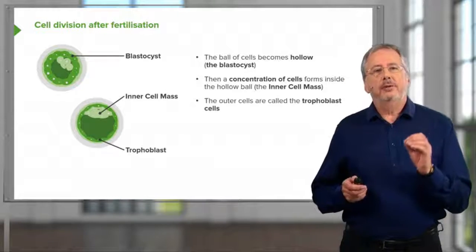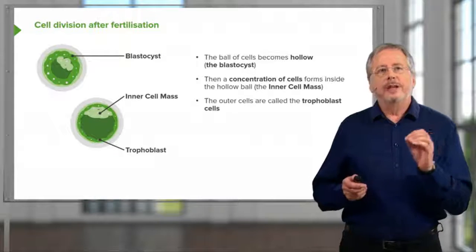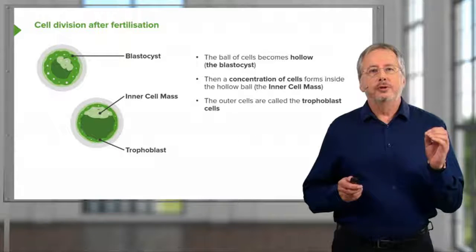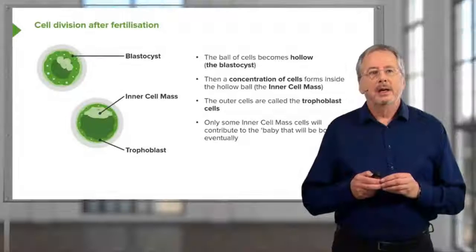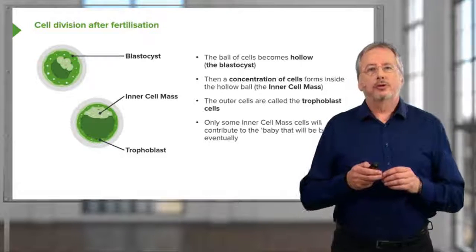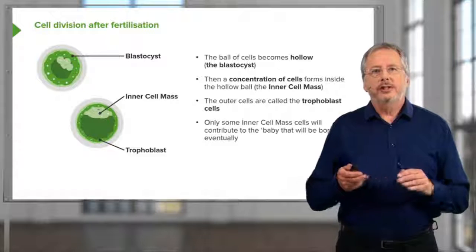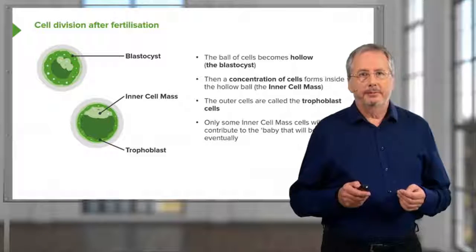Now, the interesting thing about the inner cell mass is that it is the inner cell mass that will give rise to the baby that's born. Only a few of those cells are actually going to give rise to the baby, and the other cells will contribute to the extra-embryonic membranes, such as the placenta. That's also covered in another lecture in this series. The cells which form the shell of the blastocyst are called trophoblast cells. These form an outer layer with the inner cell mass on the inside.